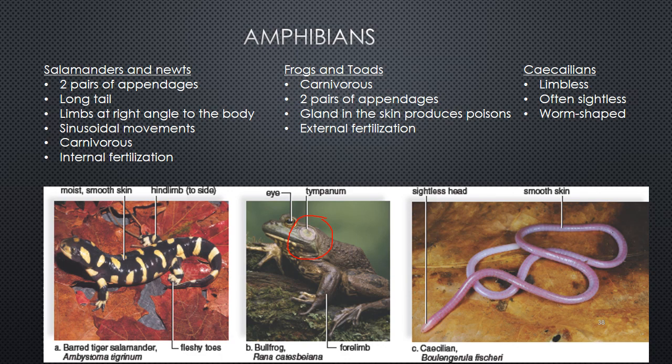And then we have this group over here that you probably didn't even know were amphibians, and it's called a caecilian, which, yes, makes it sound like they're from Italy, and not at all what that word looks like, but that's how you pronounce it. And they do not have limbs. They're the only amphibians that don't. And they are often sightless, and they're worm-shaped. So if you look at them, they look a lot like an earthworm, right?